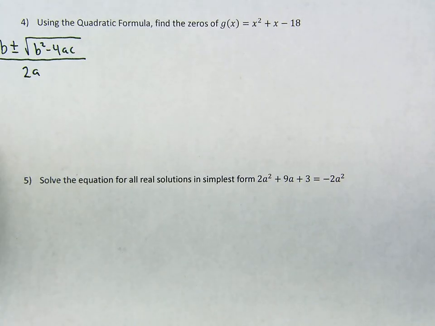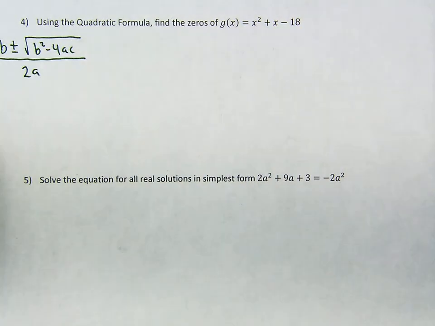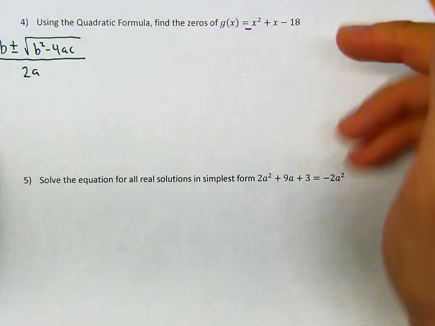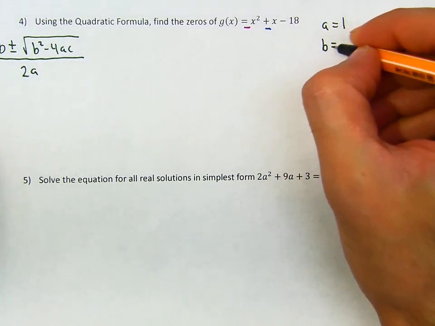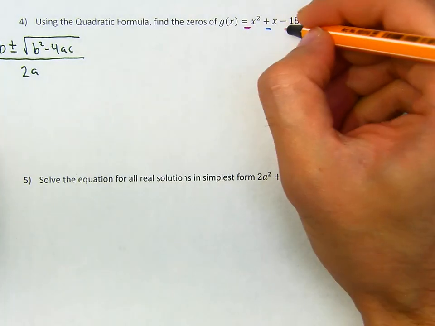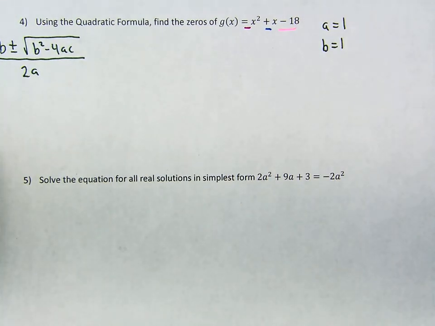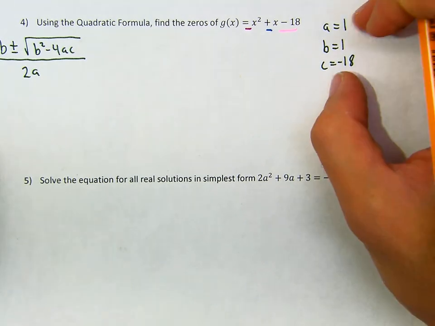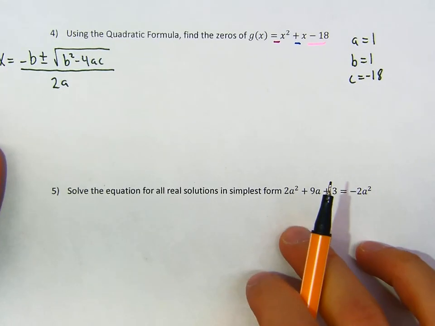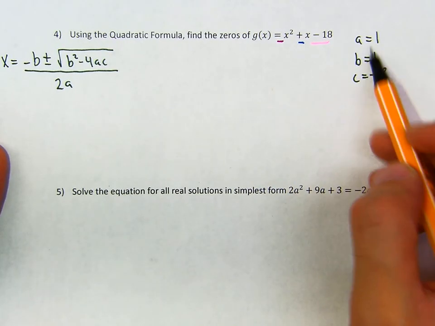Now let's identify what is our a, our b, and our c. Here, our a value is 1. Our b value is 1. Our c value is negative 18, okay? And now all we have to do is just plug these numbers into this. And we got lucky that these numbers are just 1 and 1, okay?